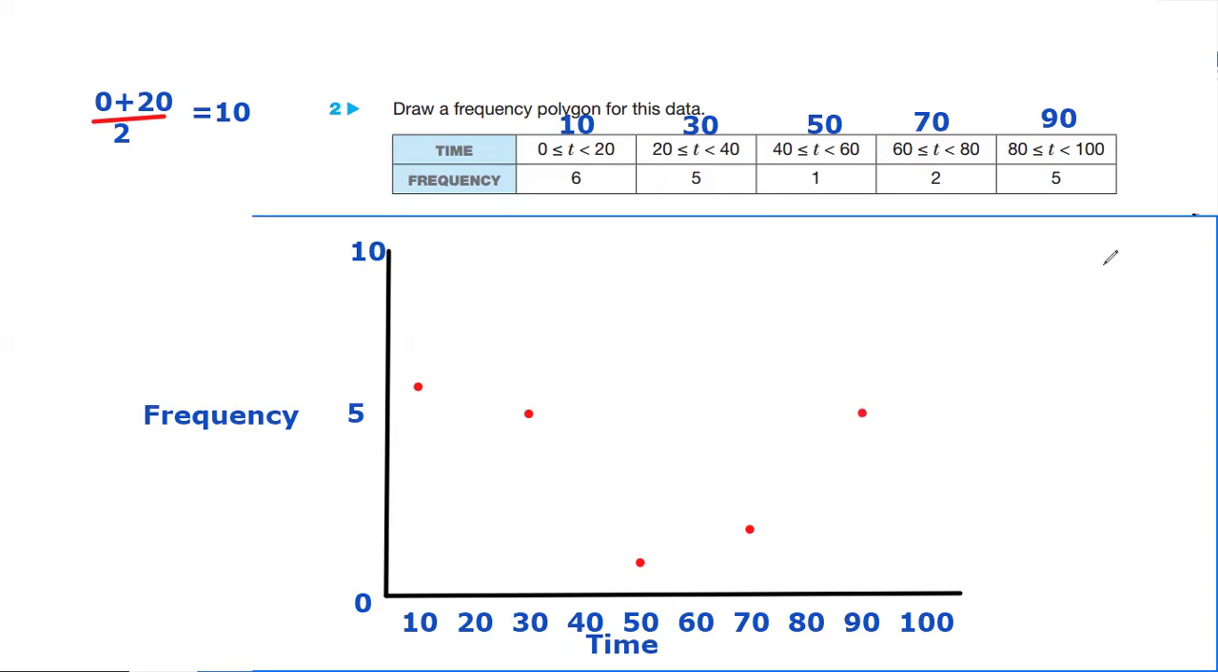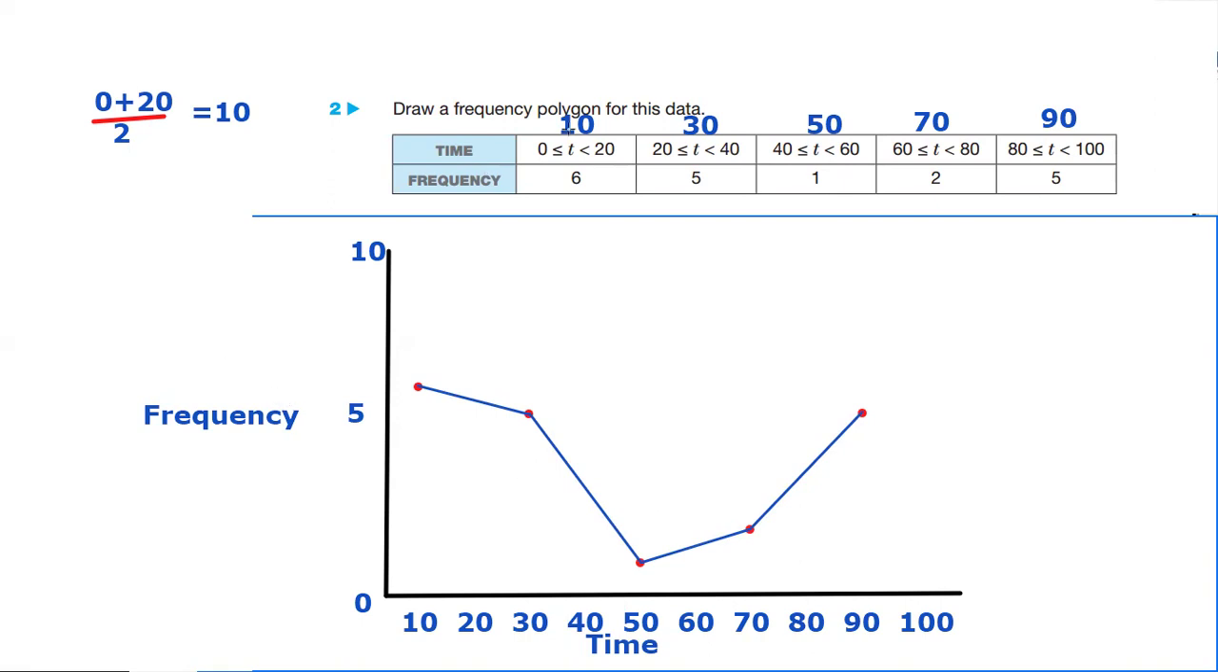Now, at the end, what do we do? You join these points with a straight line, of course. This straight line is called the frequency polygon, like this. It has to be a straight line, not a curved one. The curved line is the cumulative frequency graph. The straight line that joins the midpoints is called the frequency polygon. And this is how you draw a frequency polygon.